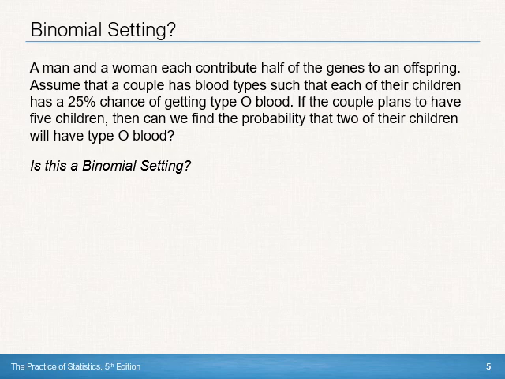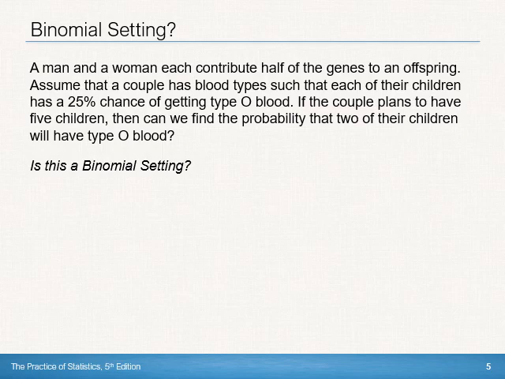All right, so let's look at a particular situation here. A man and a woman each contribute half of their genes to an offspring. So let's assume that the couple has blood types such that there's a 25% chance that any one child will have O blood. I'm sure some of you probably remember your biology, and you could tell me that means the parents have to have this type of blood. This is that 2-way biology table with genetics, recessive and dominant genes, I think. Anyway, it's been a long time since I've taken biology.